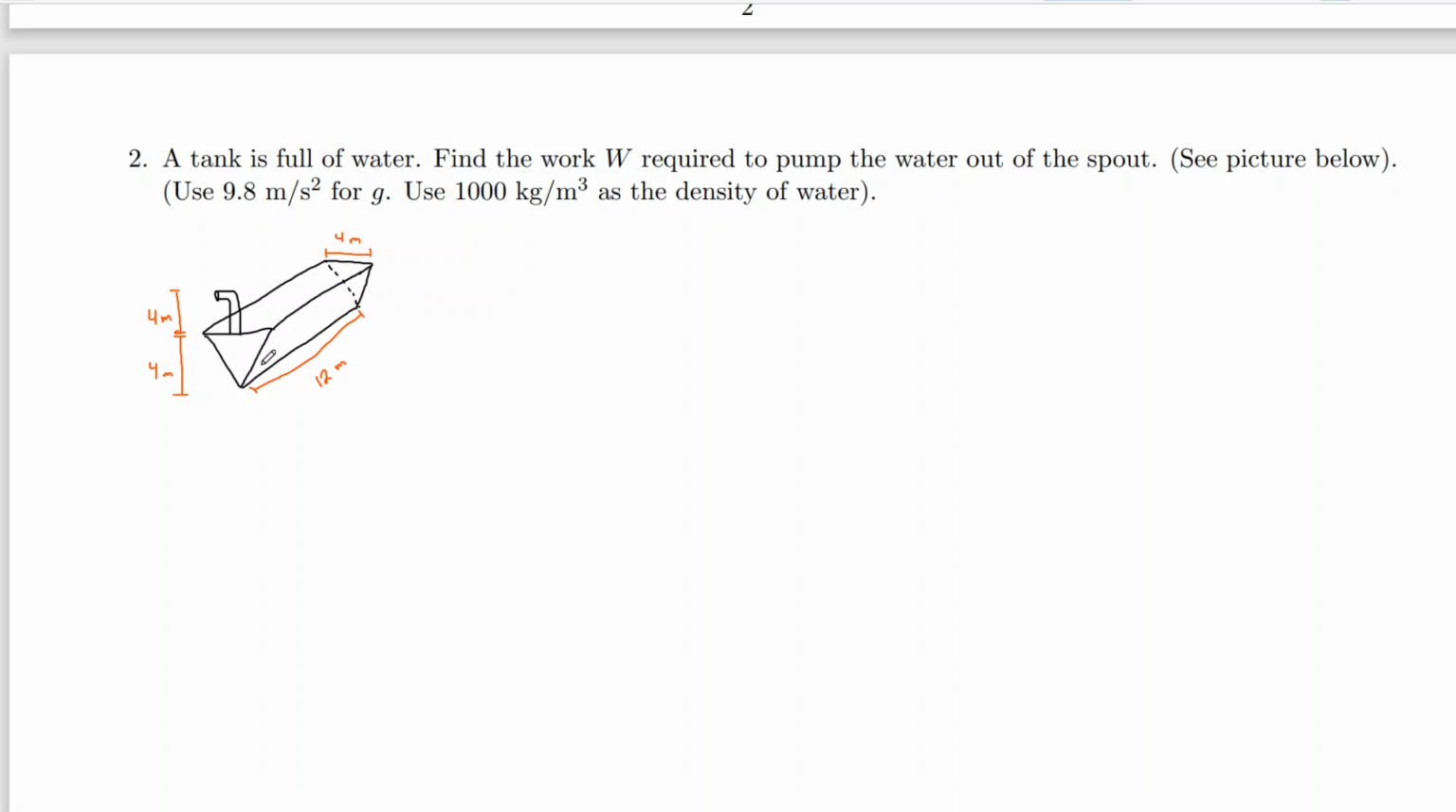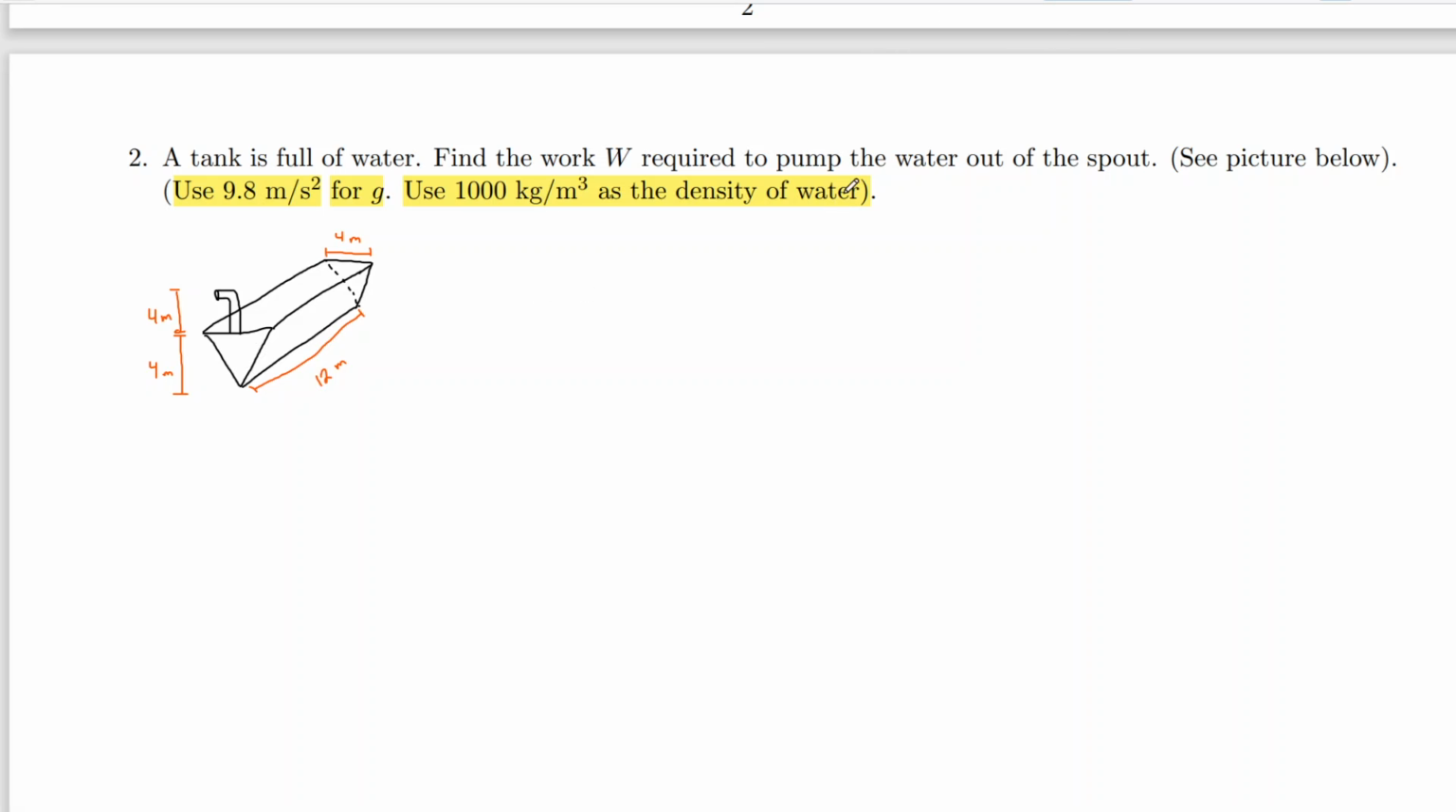The height of the triangle is 4 meters, and the width of the triangle is also 4 meters, or the base if you like to use the word base. All right, now in order to do this, we want to use gravity is 9.8 meters per second squared, and we want to use that the density of water is 1,000 kilograms per meters cubed.